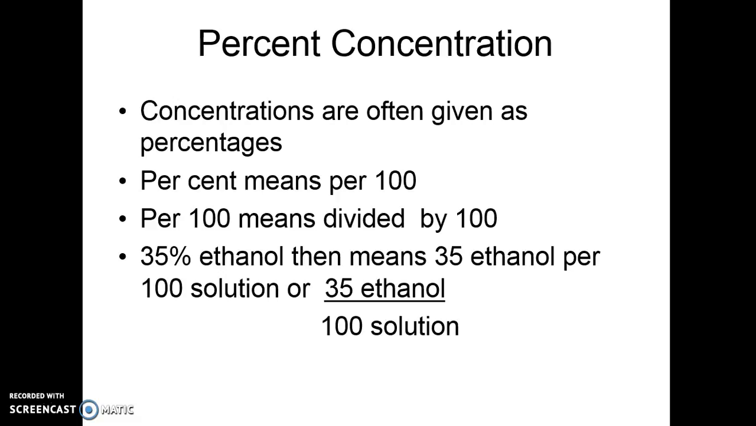So to make that, you would take 35 grams of ethanol if you're doing a weight for weight solution, 35 grams of ethanol, and then 65 grams of water, and that combines to 100 grams of solution. And so then we know that if you got 100 grams of solution, there would be 35 grams of ethanol in there.